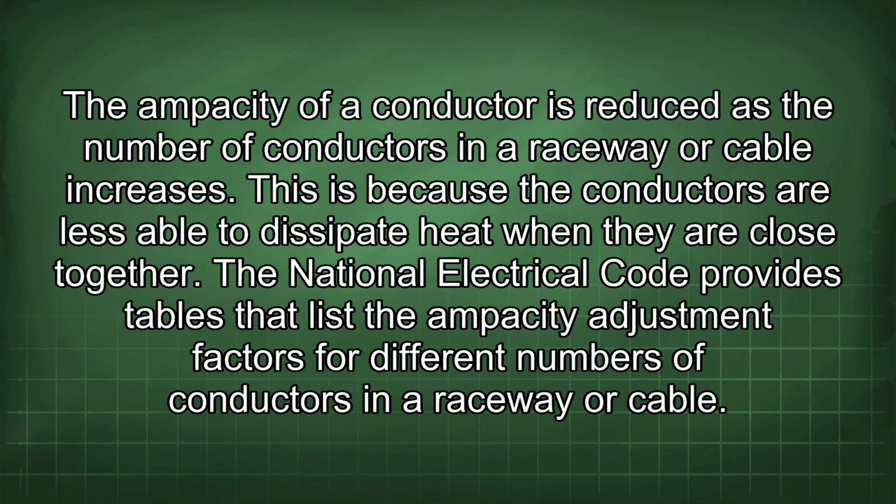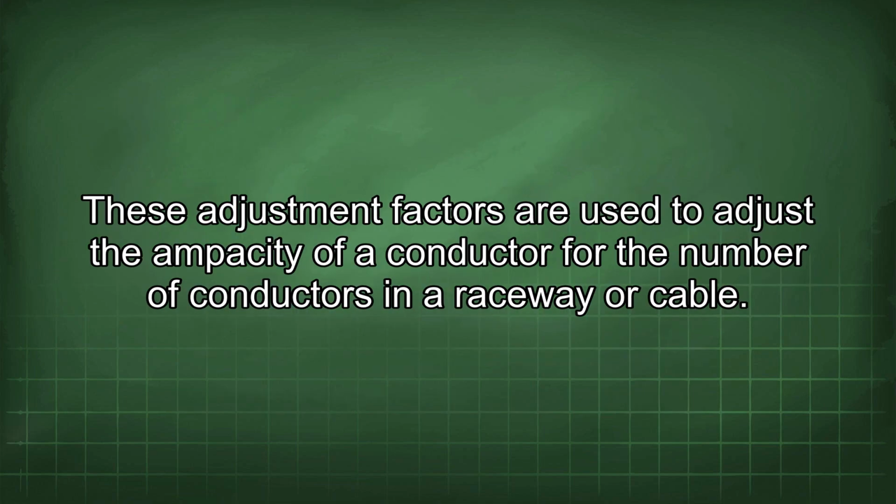The number of conductors in a raceway or cable also affects the ampacity of a conductor. The ampacity of a conductor is reduced as the number of conductors in a raceway or cable increases. This is because the conductors are less able to dissipate heat when they are close together. The National Electrical Code provides tables that list the ampacity adjustment factors for different numbers of conductors in a raceway or cable. These adjustment factors are used to adjust the ampacity of a conductor for the number of conductors in a raceway or cable.